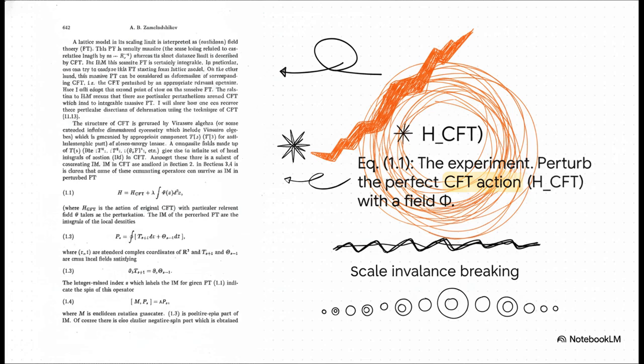You reach into your theory, you pick out one very specific type of field, a relevant one, phi, and you add it to the mix, controlled by this knob, lambda. This new piece explicitly breaks the scale invariance. It gives the theory a mass scale and kicks it out of that perfect critical point.